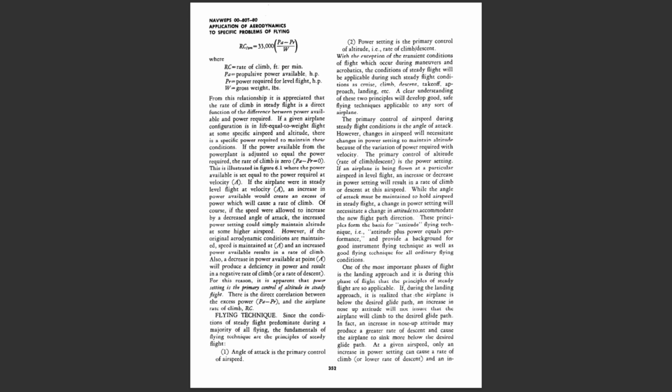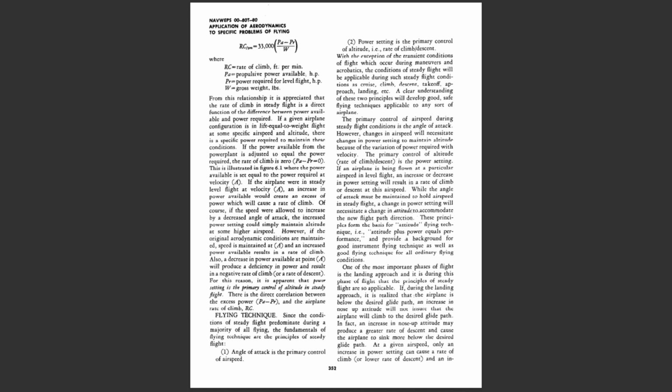This is illustrated in Figure 6.1, where the power available is set equal to the power required at velocity A. If the airplane were in steady level flight at velocity A, an increase in power available would create an excess of power, which will cause a rate of climb. Of course, if the speed were allowed to increase by a decreased angle of attack, the increased power setting could simply maintain altitude at some higher airspeed.